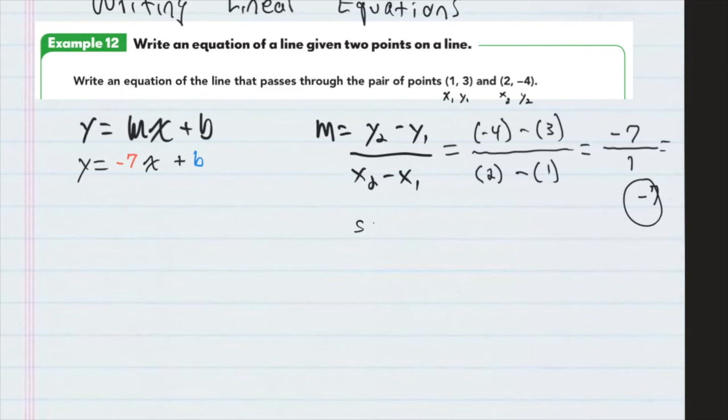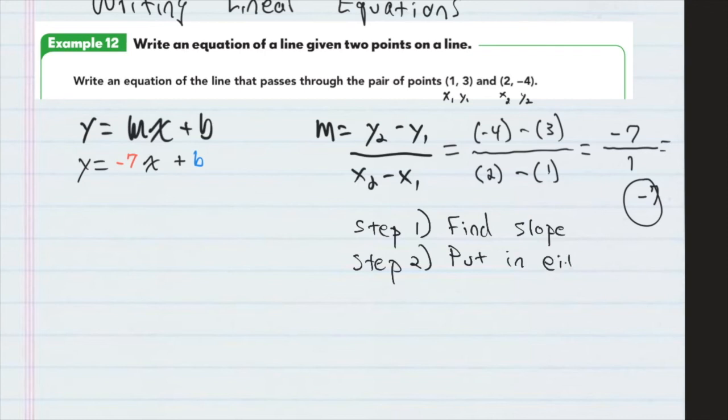First step is to find the slope. The second step is to put in either point, so either the first x and y or the second x and y, into the slope-intercept form to find b.